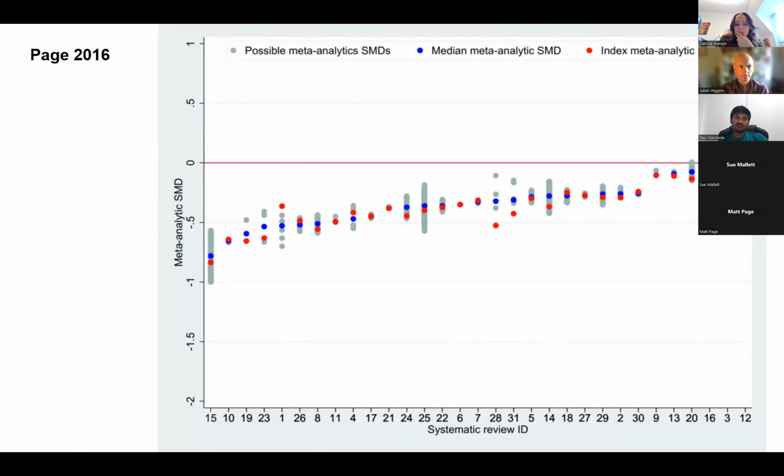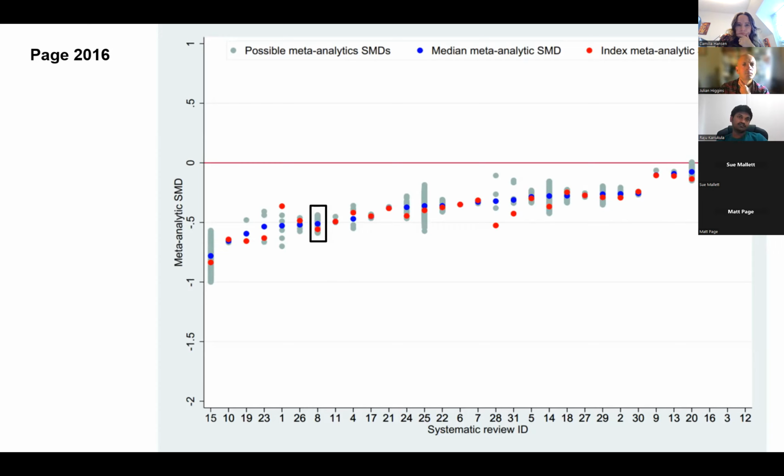So this is a graph indicating the impact of selective inclusion. I will explain in detail what is meant by possible meta-analytic effect estimates, median meta-analytic effect estimate, and index meta-analytic effect estimate. In this slide, on the review I highlighted, the gray dots indicate the possible meta-analytic effect estimates we calculated based on the available effect estimates.